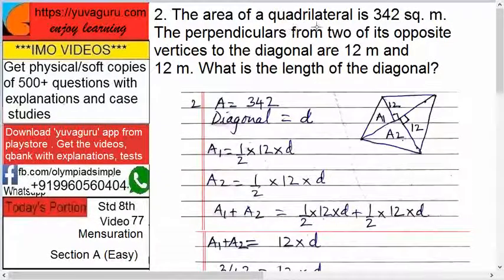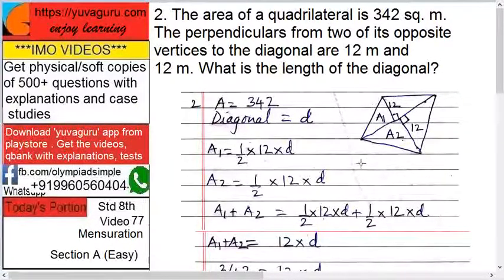Next, the area of a quadrilateral is 342 square meters. The perpendiculars from two of its opposite vertices to the diagonal are 12 meters and 12 meters. Okay, both are 12 meters. What is the length of the diagonal? This length we want.